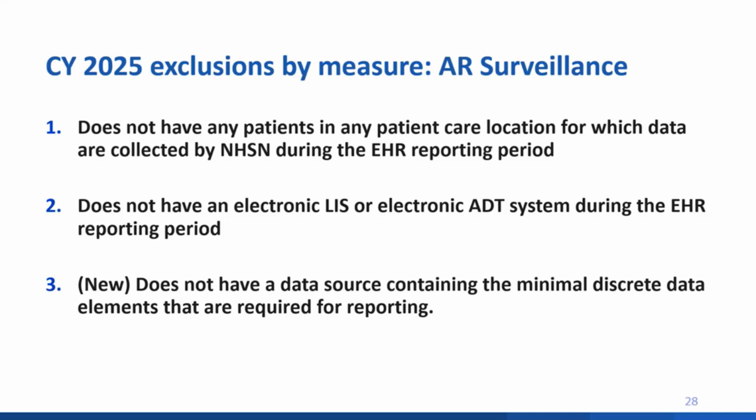We've heard from many hospitals this year experiencing this scenario. As an example, they may send isolates out to an external lab for identification and/or susceptibility testing. The results may be returned to the facility in the form of a fax or a PDF. And in this case, the facility doesn't have interoperable use of those results, and they will qualify for this AR exclusion. Next slide, please.